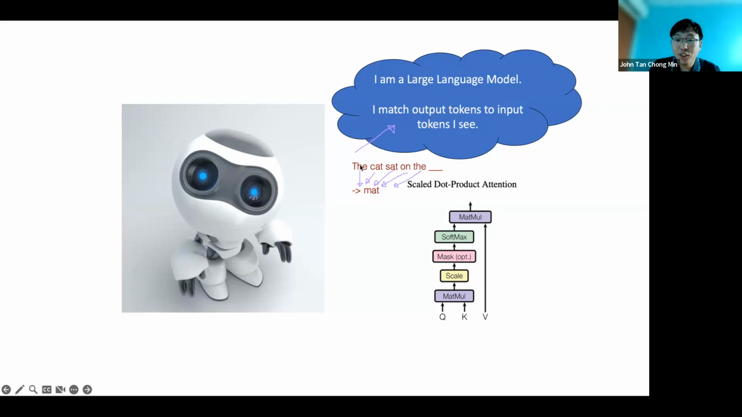By paying attention, for example, if you are trying to predict this word here, you pay attention to all the previous words, all the previous tokens, and you group the embedding vectors together to form a new embedding vector in order to predict what comes next. So over here, you might pay more attention to the word cat, and then from cat and the action sat, maybe you will know that it's "mat".